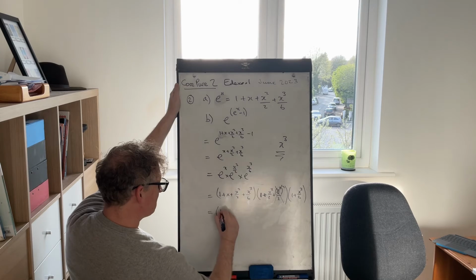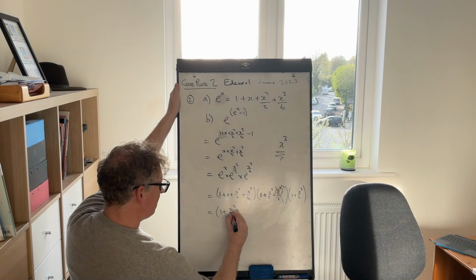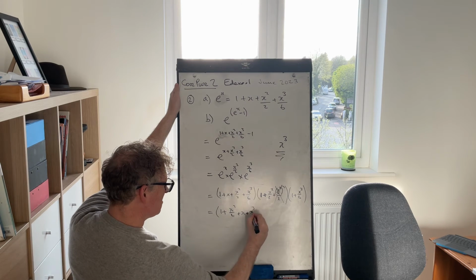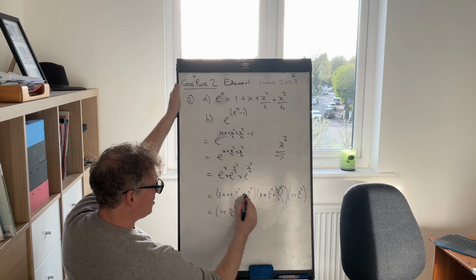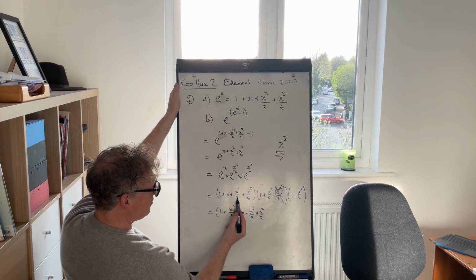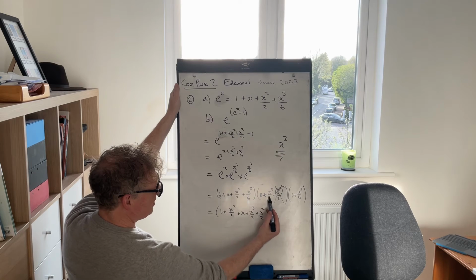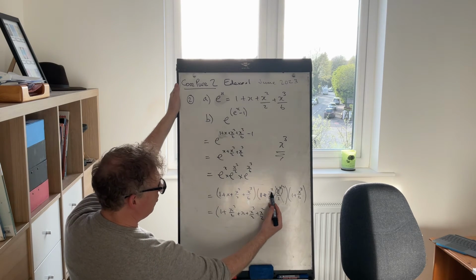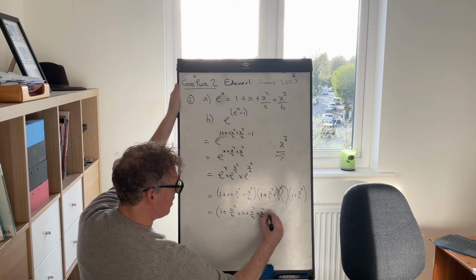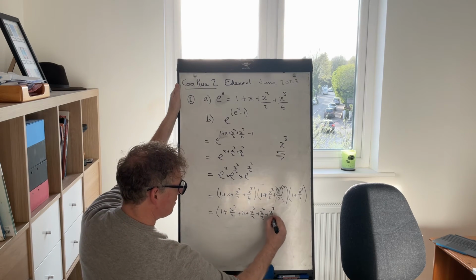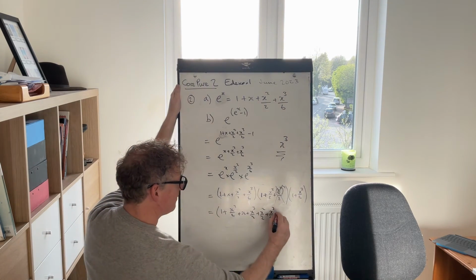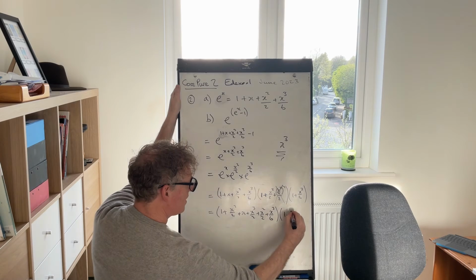So 1 times that is 1 plus x squared over 2. X times that is x plus x cubed over 2. x squared over 2 times that is x squared over 2. And then I'm not going to do any more, because x squared over 2 times x squared over 2 is going to give me x to the 4. No need. So I've still got to do this one though. X cubed over 6 times 1, x cubed over 6. And I don't do that times that, because that's going to give me an x to the 5 term. Way too much.